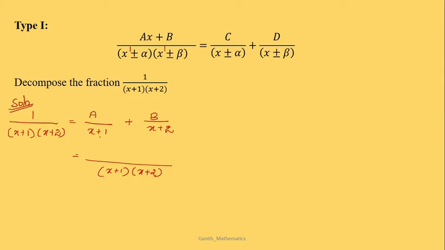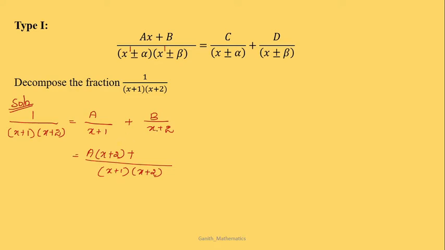Look at this. In the first term you have x plus 1. That means the x plus 2 term is missing. You have to multiply the numerator and denominator with x plus 2. If I multiply the numerator with x plus 2, then it will be a into x plus 2. If I multiply the denominator with x plus 2, then it will give the same denominator, right? Yes. Then I will go with the next term.